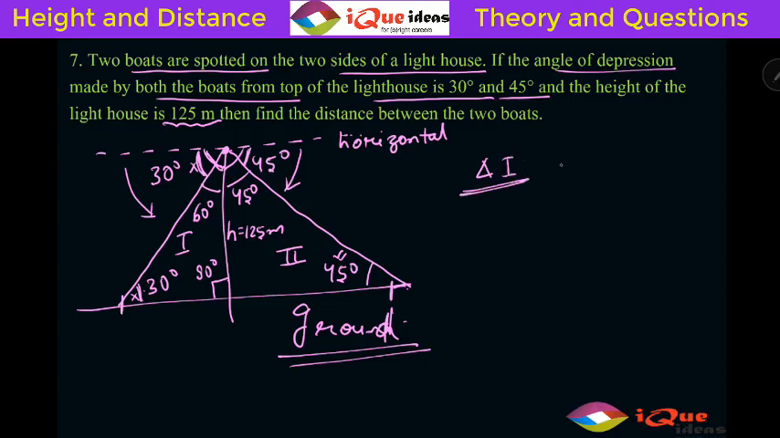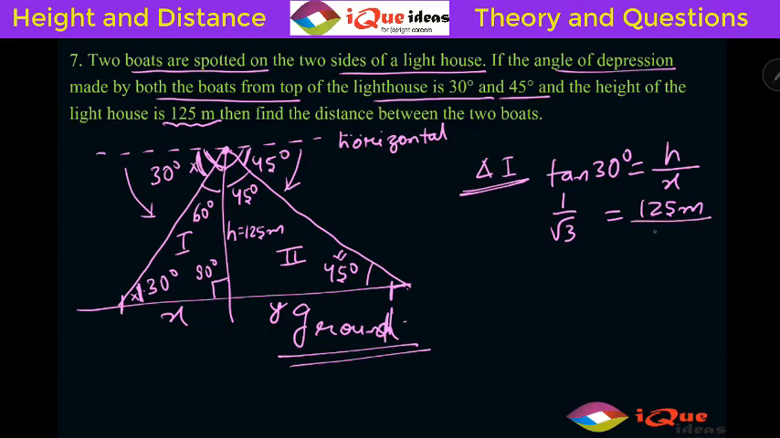In the triangle number 1, we can take this 30 degree angle and we can say tan 30 degree is equal to height h divided by, let's say this length is x, this length is y. So it is h divided by x. Now tan 30 degree is 1 by root 3. H is 125. So 125 meter divided by x. So from here we get x equal to 125 root 3 meters. All right. You can put the value of root 3 on your own and you can calculate.